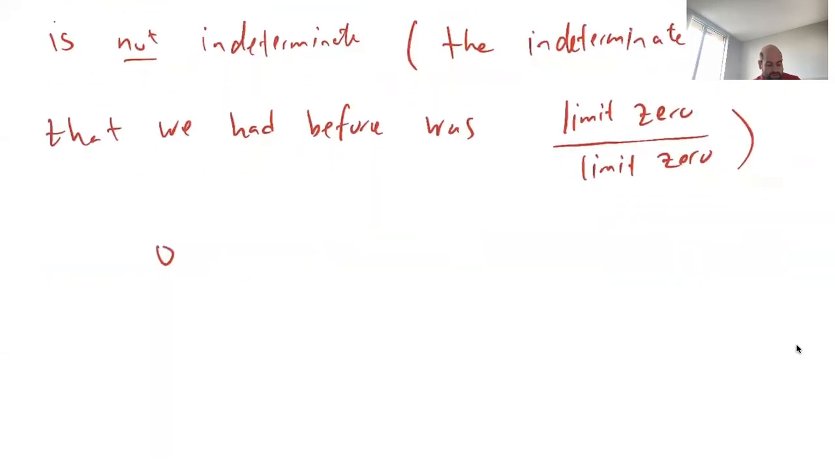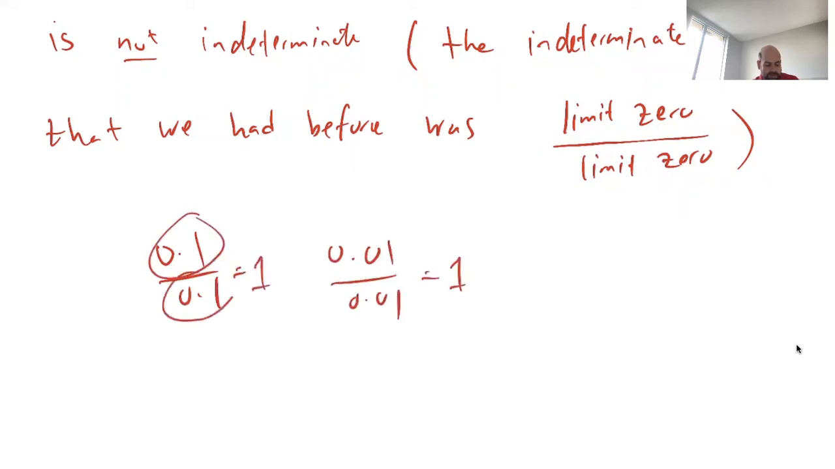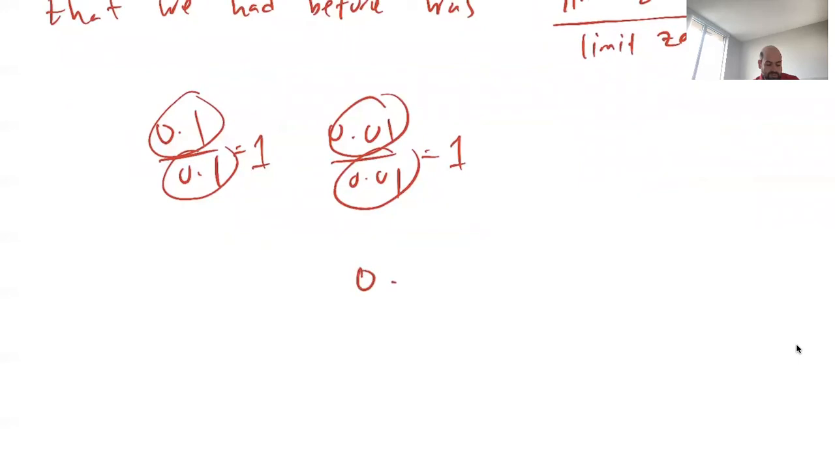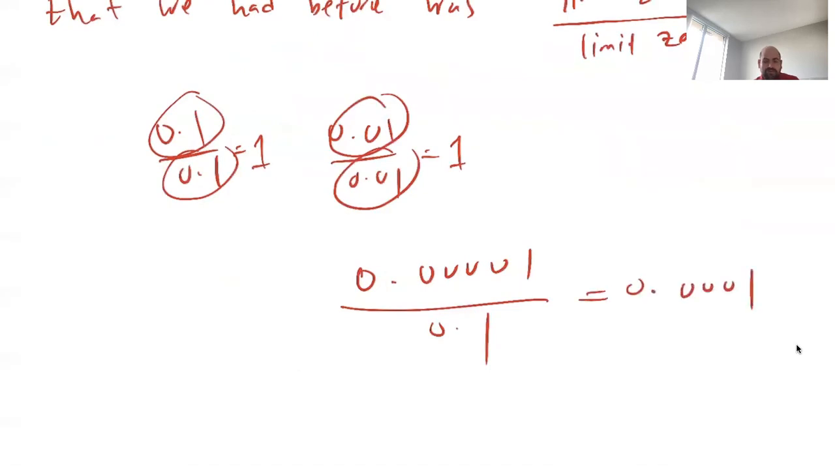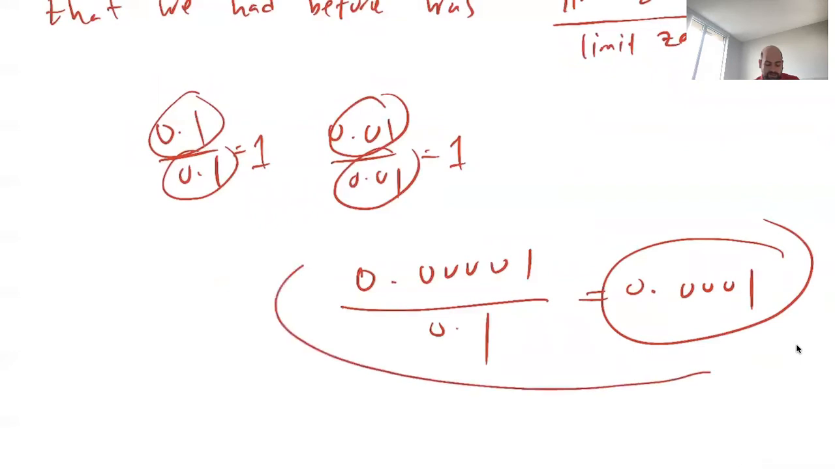Because, for example, let's say 0.1 over 0.1 or 0.01 over 0.01, right? So these are 1. Limit 0, limit 0, and the answer is 1. But the answer could be something else. For example, 0.00001 over 0.1. Then this is like 0.0001, right? So still very close to 0. So if you have something of this form, the answer is getting closer and closer to 0, so the limit will be 0.